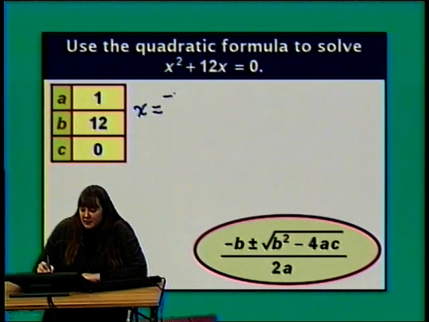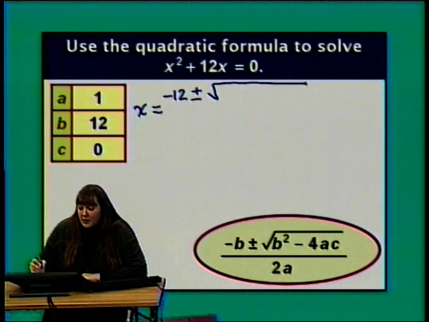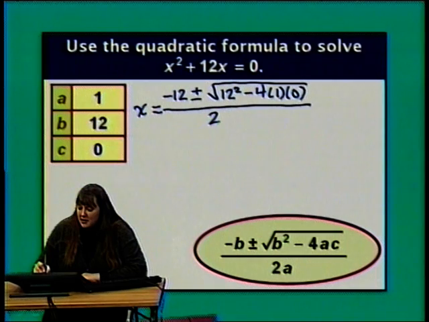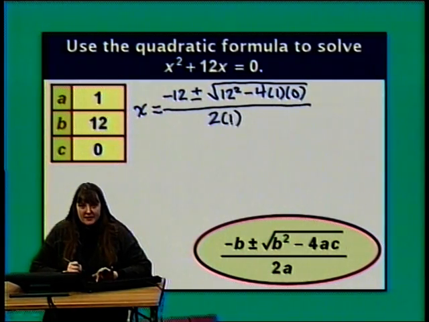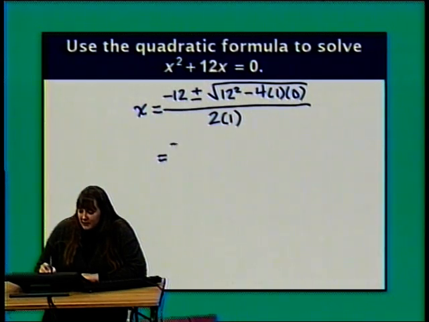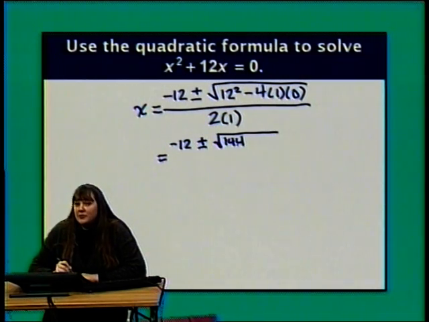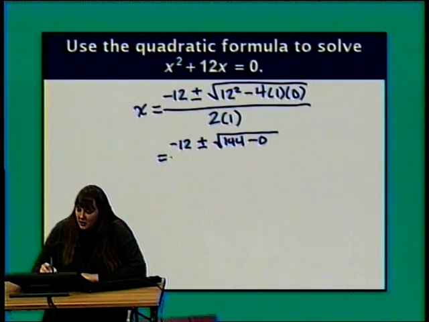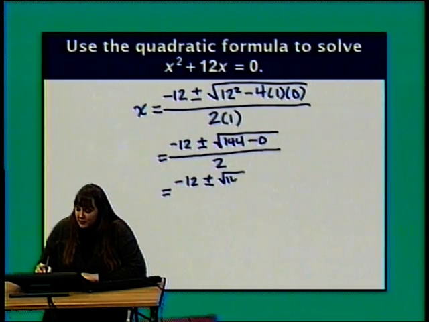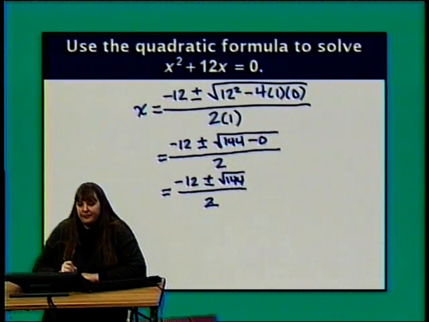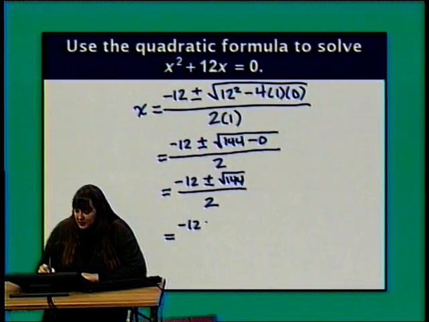So pulling out the quadratic formula, which you should write on your paper, we have x is going to be the opposite of b, so that's negative 12, plus or minus the square root of b squared, that's 12 squared, minus 4 times a, which is 1, times c, which is 0. All of this over 2 times a, which is 2 times 1. So let's simplify. So I have negative 12 plus or minus the square root of 144, that's 12 squared, minus 4 times 1 times 0 is 0, all over 2. So this is negative 12 plus or minus the square root of 144 over 2. So that's negative 12 plus or minus 12 all over 2.